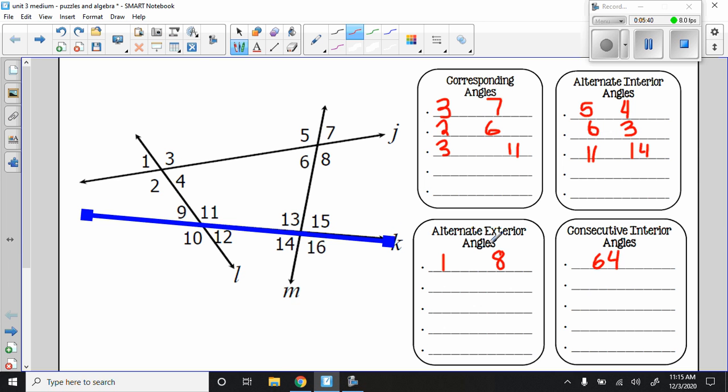Let's look at an alternate exterior combo on this set. 15 and 10 would be alternate exterior. Consecutive interior, 11 and 13 are interior on this bridge. So 11 and 13 are consecutive. And 12 and 14 could be consecutive.